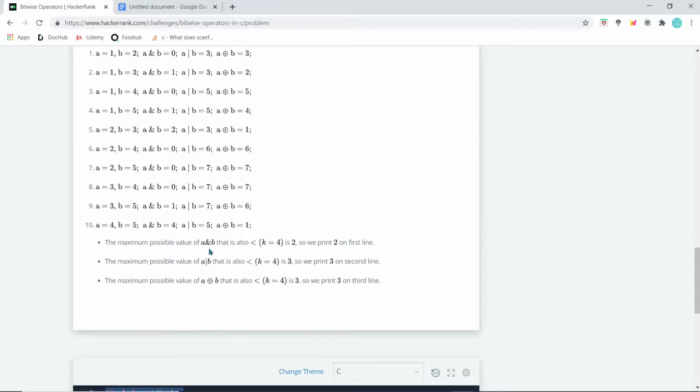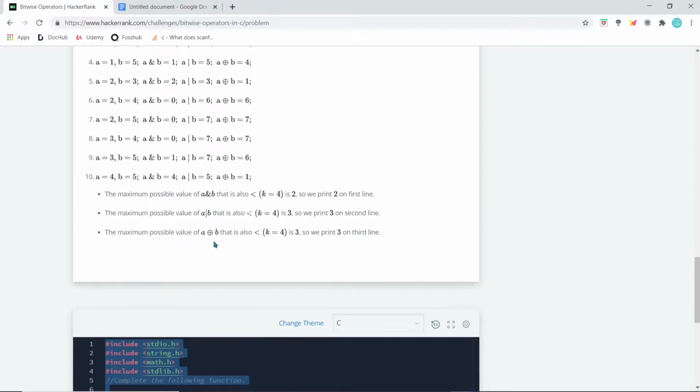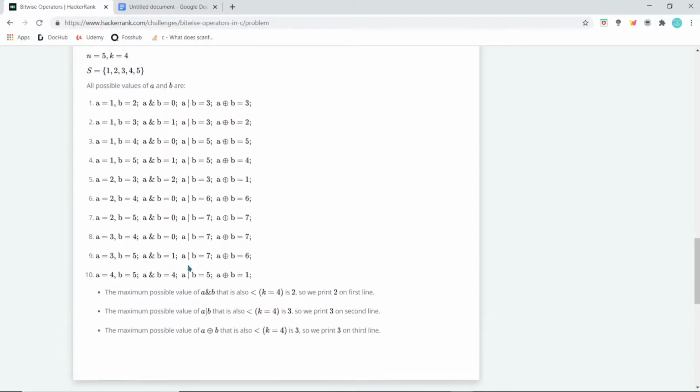The maximum possible value of a and b, that is also less than k is equal to 4, is 2, so we print 2 on the first line. The maximum possible value of a or b, that is also less than k is equal to 4, is 3, so we print the number 3 on the second line. The maximum possible value of a XOR b, that is also less than k is equal to 4, is 3, so we print 3 on the third line. So the output will be 2, 3 and 3.